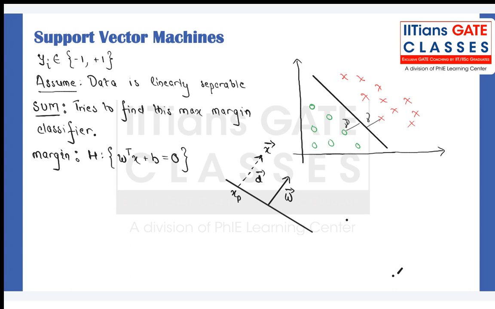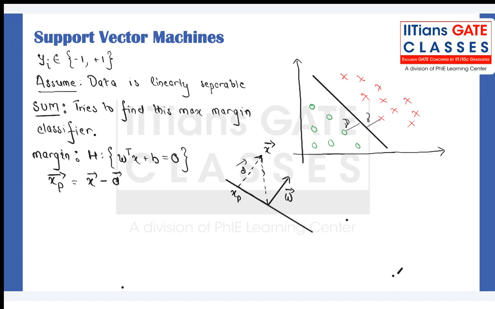Now, according to the vector law, vector addition, this is my vector x, and by the vector addition rule, x is nothing but xp plus d. So x is nothing but go to xp and then d. Let me write d here so that you don't get confused. So x is xp plus d, so xp is x minus d.